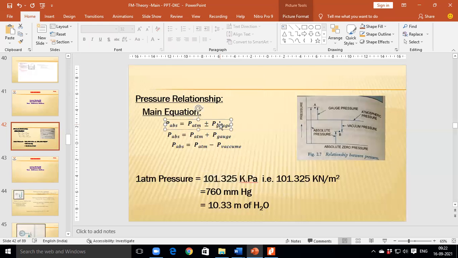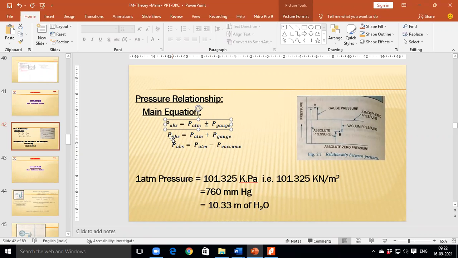As far as this first equation, P absolute is equal to P atmospheric plus or minus gauge pressure. Gauge pressure may be plus, may be minus. If it is minus, that is called vacuum pressure, under pressure, and over pressure. Plus means over pressure, minus means under pressure.